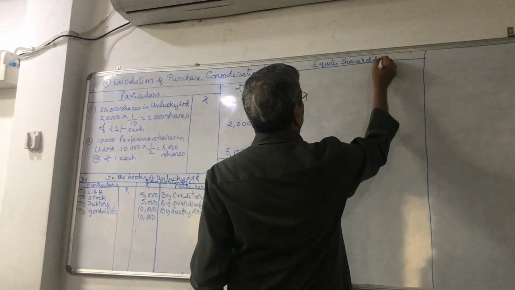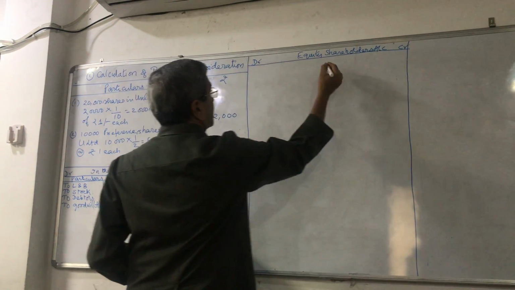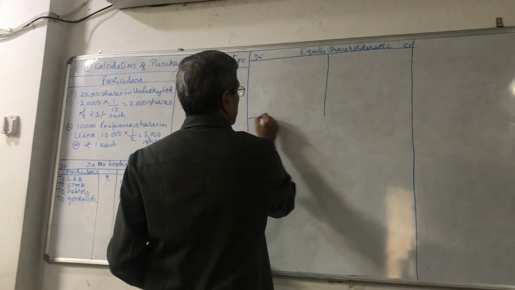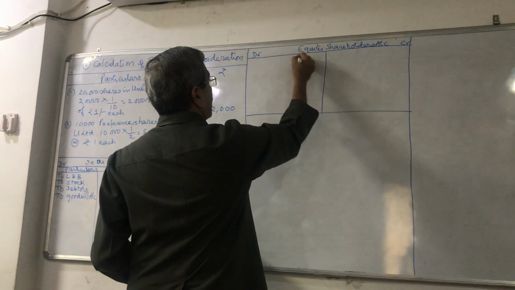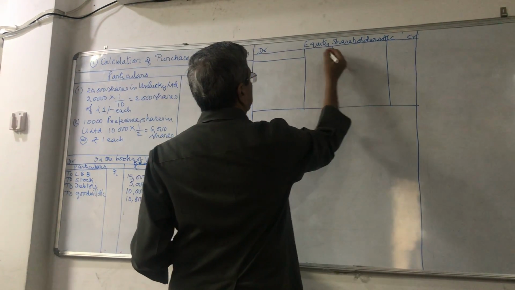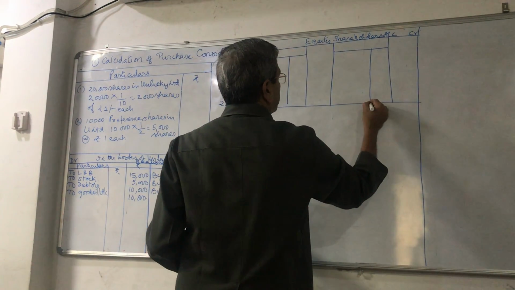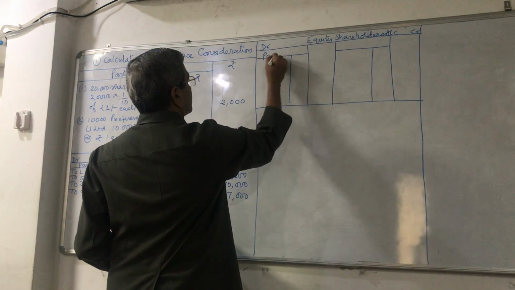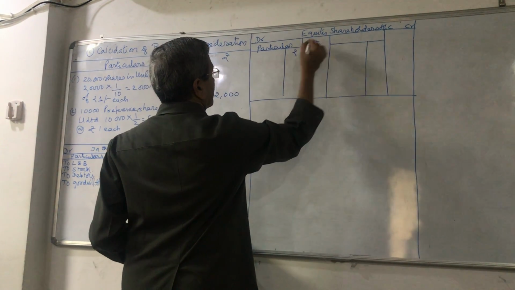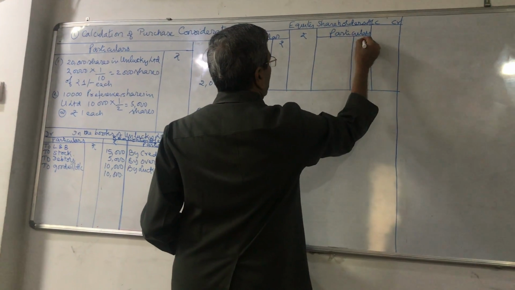So equity shareholders account, debit, credit, and when we have this, a small one is enough. Particulars, rupees, particulars again, rupees.